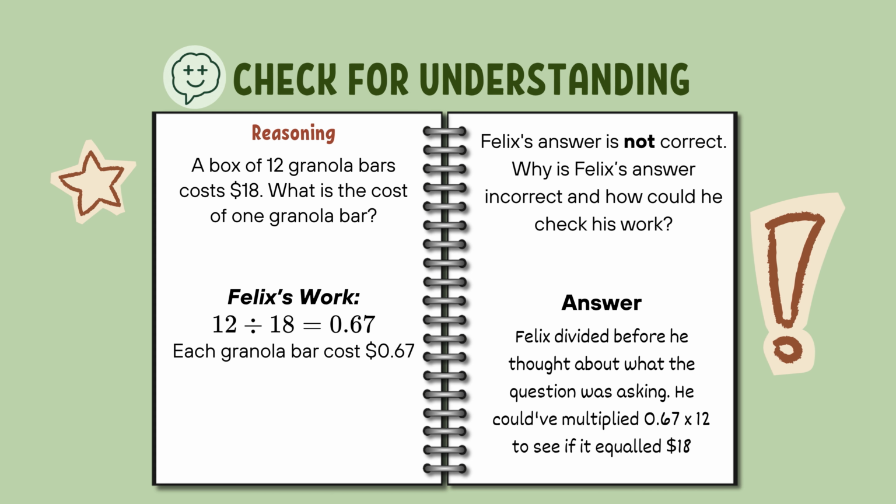Okay, now let's talk about it. Felix divided before he thought about what the question was asking. It seems like he just took 12, that was the first number he saw, and then he took the second number and he divided it and got his answer. He could have multiplied 0.67 times 12 to see if it equaled $18. If he were to multiply 0.67 times 12, he would know that it doesn't equal $18, which would tell him that his answer is incorrect.